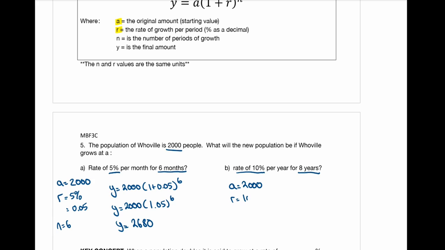Our r is now 10%, which as a decimal is 0.10. And our n is going to be 8 years. So in my equation, y equals 2,000 times 1 plus my rate, or 0.10, to the power of n, or 8 years. I can simplify this a bit: 2,000 times 1.1 to the power of 8. And when I simplify this, I should get 4,287 as my new population after 8 years at a growth rate of 10% per year.